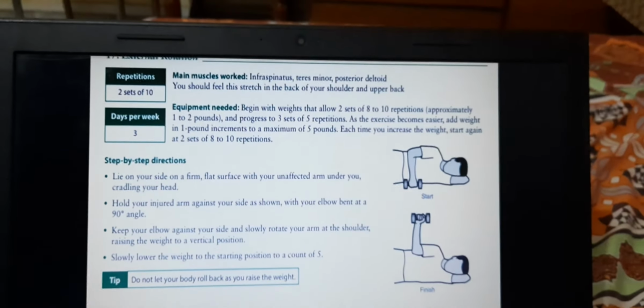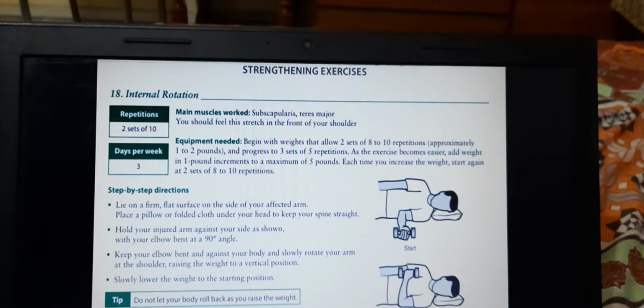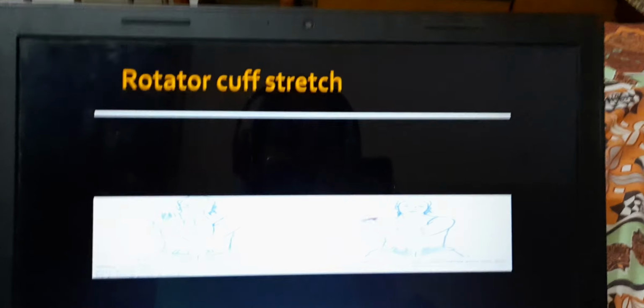Internal and external rotation. Rotator cuff stretch.